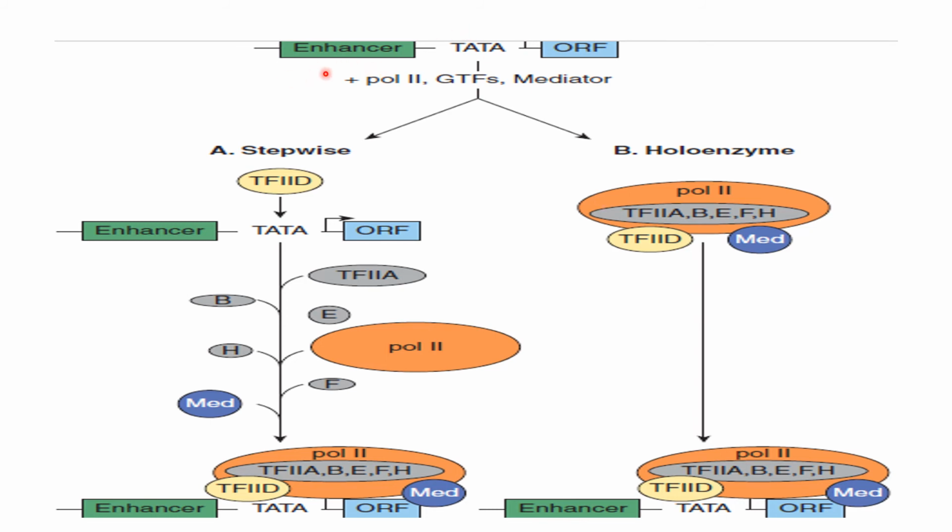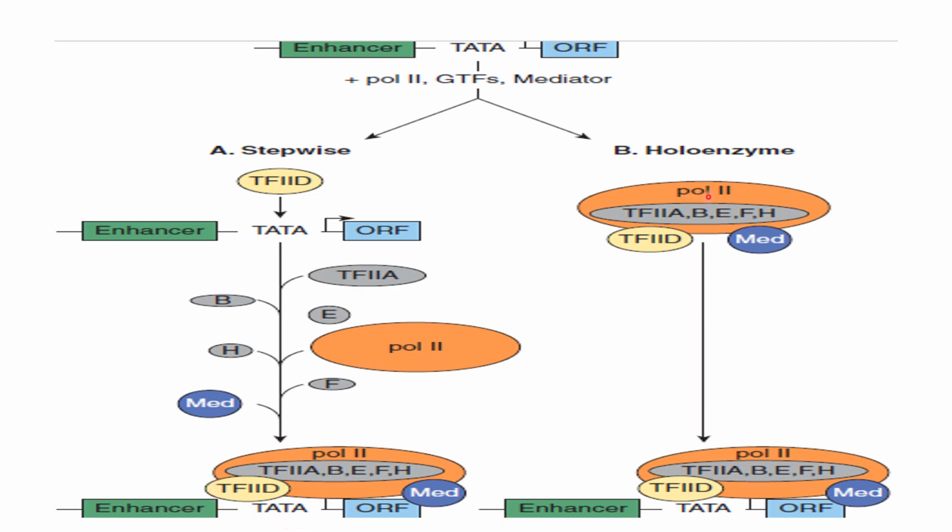When an enhancer binds the specific transcriptional factor, along with the recruitment of the general transcription factors on the TATA box with polymerase II and mediators, they form a mature transcriptional complex in two ways. In the first way, they are recruited one by one: TFIID, then A, then B, E, along with the polymerase, H, F, and mediators, and then form a mature transcription complex.